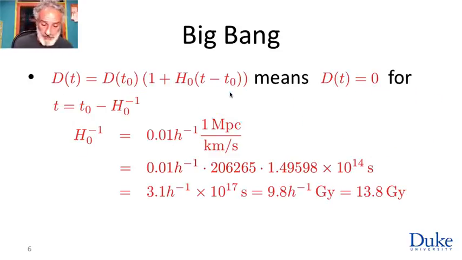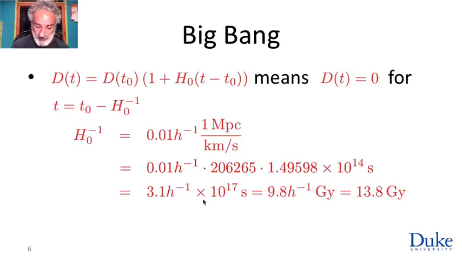So let's compute it. The 100 gets converted to 0.01, h converted to h inverse. This is the inverse of a kilometer per second per megaparsec. A megaparsec is how many kilometers? Well, a megaparsec is this many AU, and an AU is this many kilometers, except I've also, while I was at it, introduced megaparsec. So there's 10 to the 11, and then this is how many kilometers a megaparsec is, and then the seconds come out. I plug in all the numbers, I get this number.